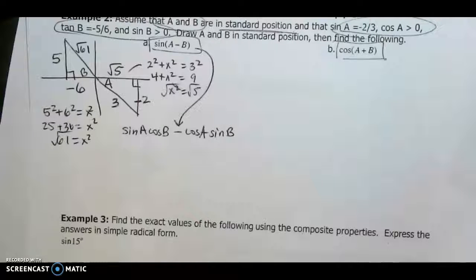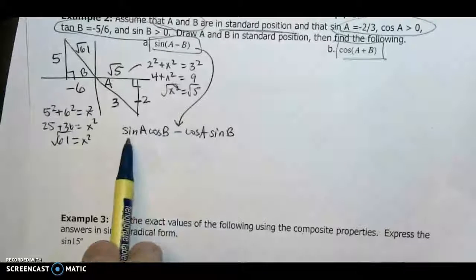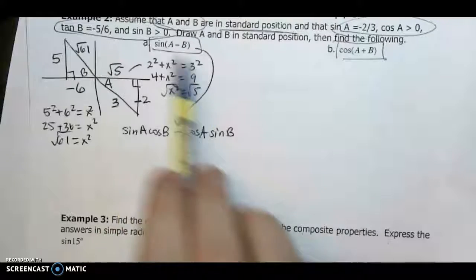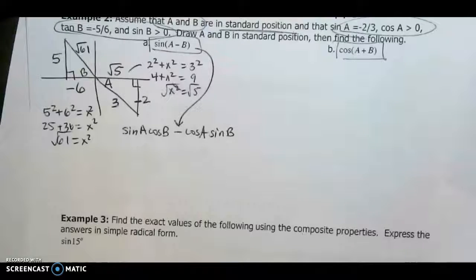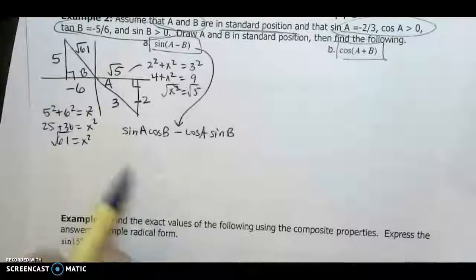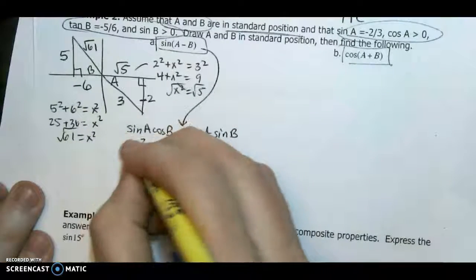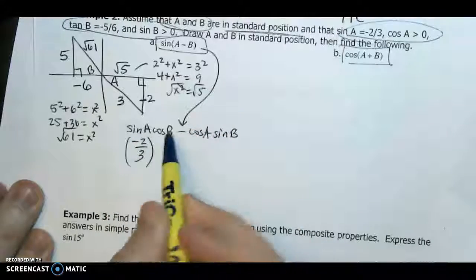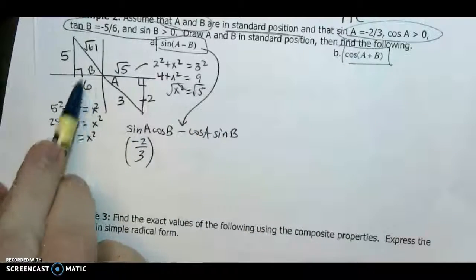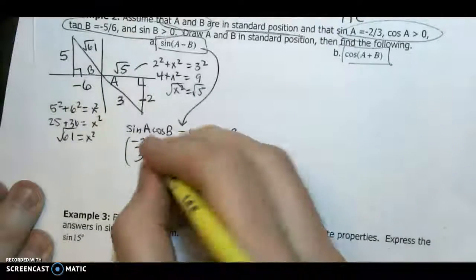I'm not sure where that last video left off, but I wrote down the formula for sine of A minus B. Then you take your pictures and you plug in numbers. So sine of A would be opposite over hypotenuse, negative 2/3 from the picture. Cosine of B is adjacent over hypotenuse, so negative 6 over radical 61.